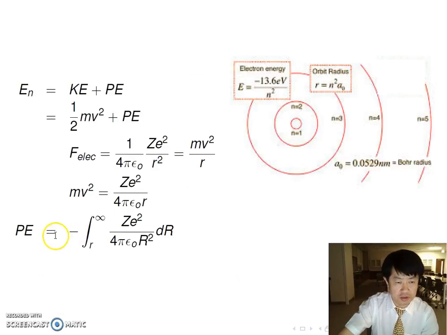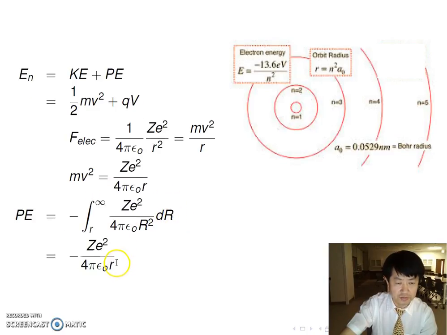Potential energy is negative integration from r to infinity. R is the radius, the orbital's radius from the nucleus. The integrand is Z e square over 4 pi epsilon naught r square dr. If you do this integration, it is negative Z e square over 4 pi epsilon naught r.